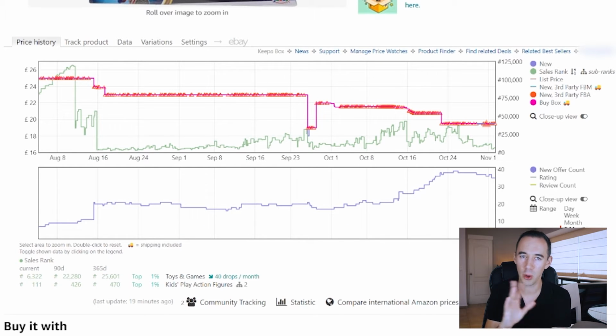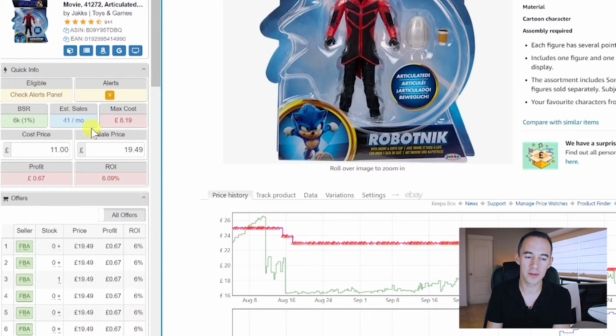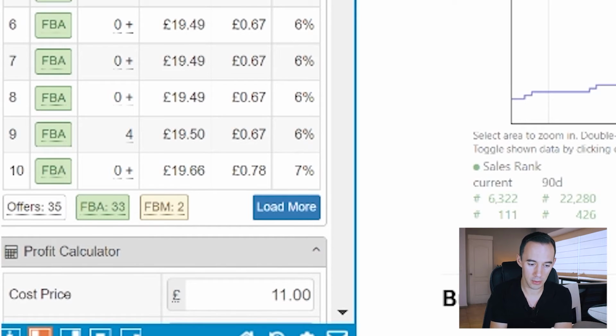I'm not going to go into detail about that. You can look at my Keepa chart or Keepa lessons. Just remember that while this listing might be doing an estimated 41 sales a month, that's going to be divided amongst the people on or around the buy box. There are 35 sellers on the listing, and a lot of them are going to be on the buy box. So as a result, it's going to be competitive.